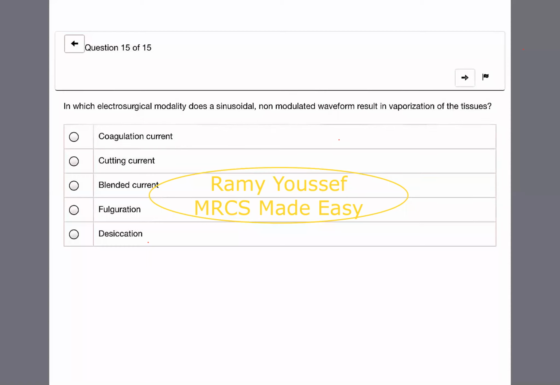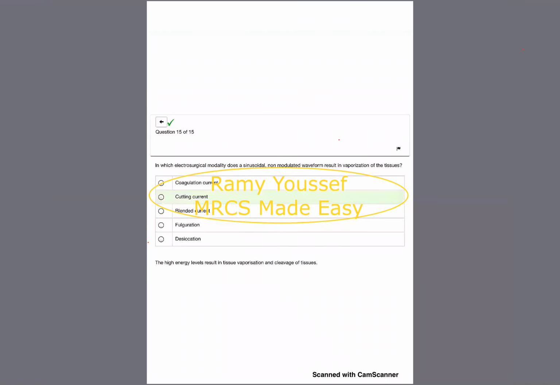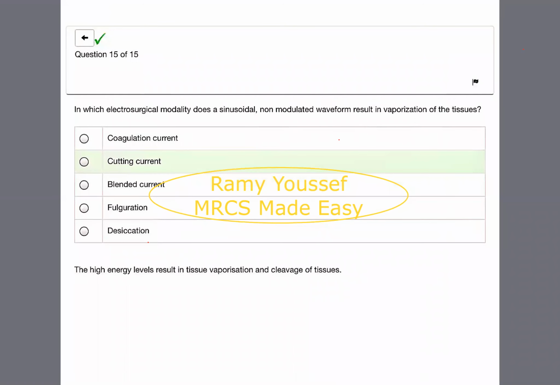Dr. Baida. Okay. In which electrosurgical modality does a sinusoidal non-modulating waveform result in vaporization of the tissue? From the first and second word, cutting is correct. We said sinusoidal, non-modulated is cutting; modulated is coagulation, indirect to the tissue is desiccation; away from the tissue, both of them with high voltage, is fulguration.